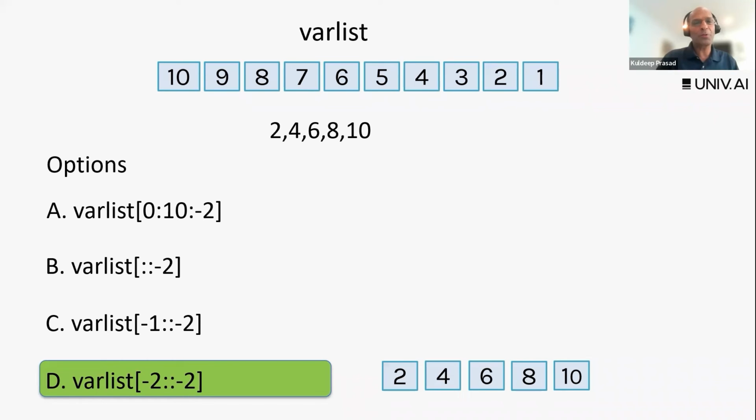Oh, why did you choose option C? Minus 1 would have meant that you start with the last index. So you want to start with 1, which is definitely not true. So you should start with the second index. And where list minus 2 was the only one that was starting from the index 2.